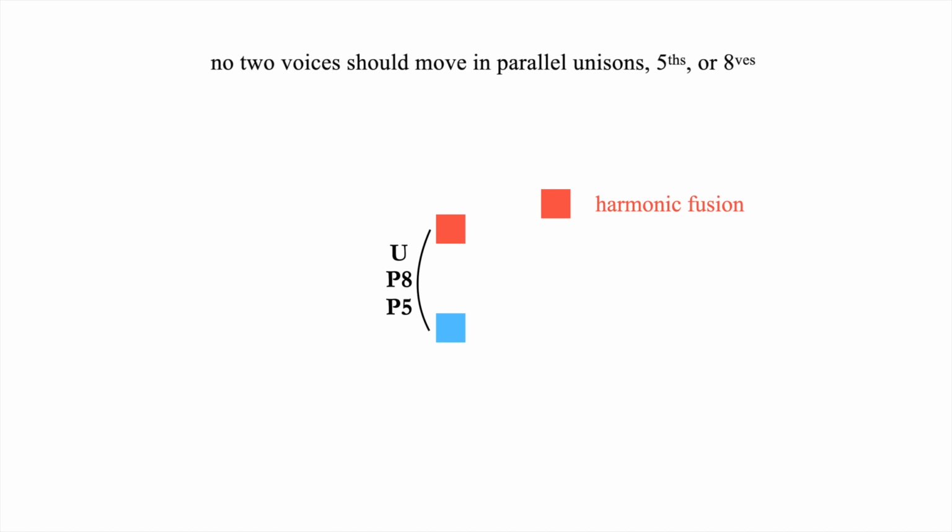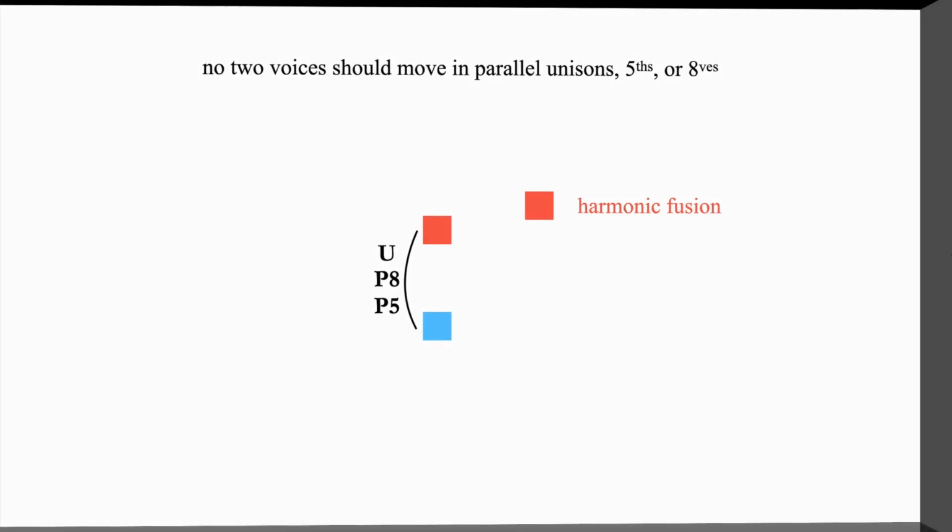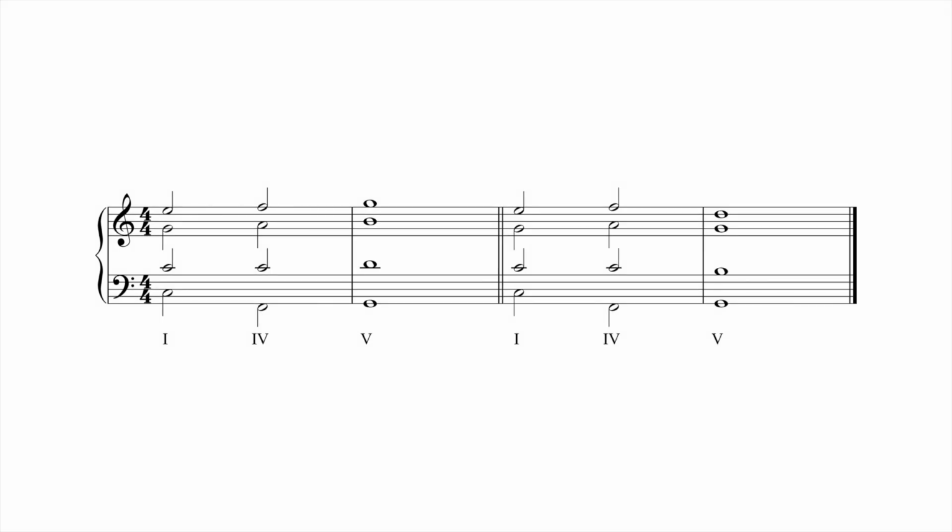No two voices should move in parallel unisons, perfect fifths, or perfect octaves. Note that this includes compound equivalents of these intervals, such as perfect twelfths. Parallel fifths and octaves can arise in many different progressions, but they're especially common in movement between chords whose roots lie a step apart, like 4 and 5.